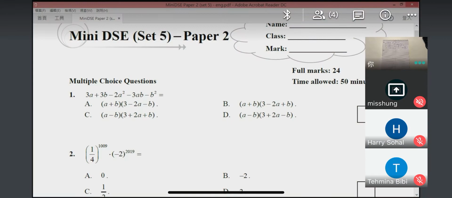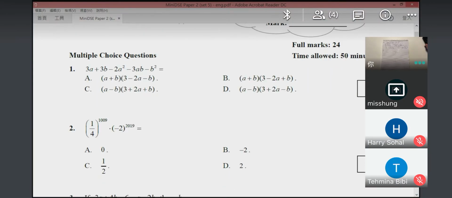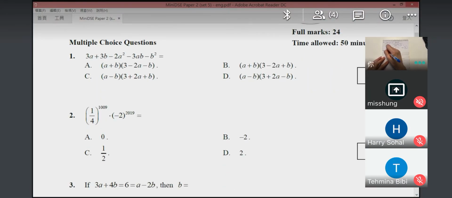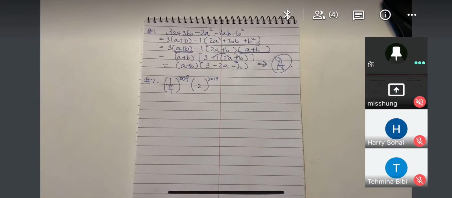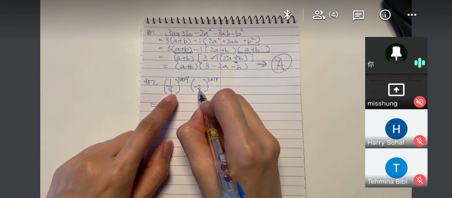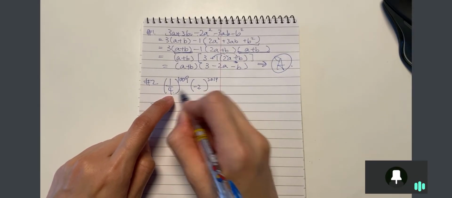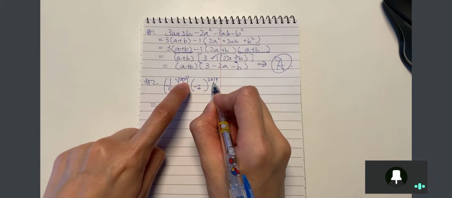Question number 2. It is an index, very big number index, (1/4) to the power 1009 times (-2) to the power 2019. Okay, do the simplification. So first of all, change the base to be the same, and then you change the indexes to be the same.